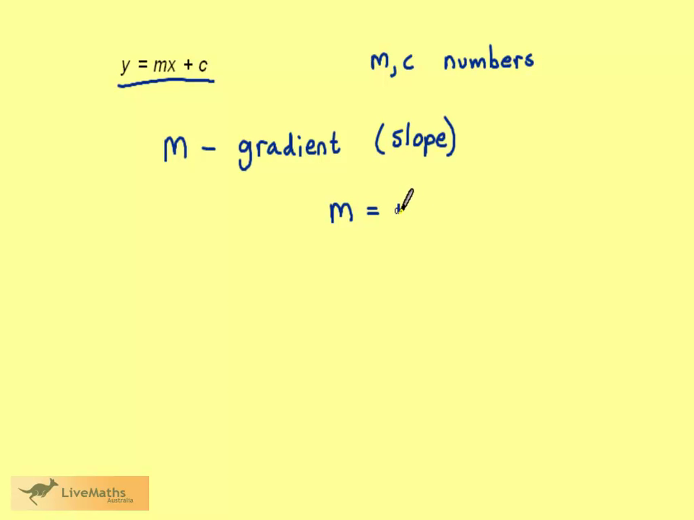We work out m by using m equals rise over run. The examples to follow will explain this in more detail. c represents the y-intercept of the line. This is the point where the line crosses the y-axis.